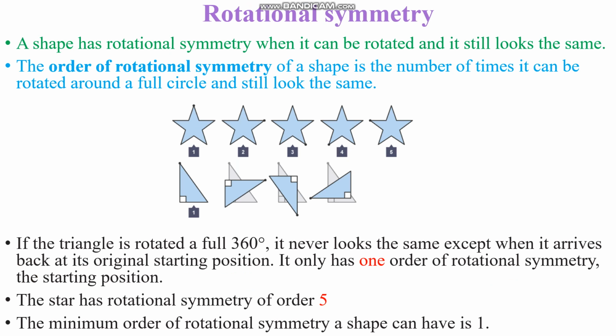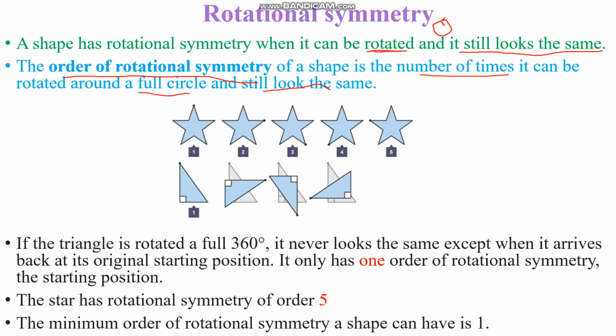A shape has rotational symmetry when it can be rotated and it looks the same. When we say rotated, we are rotating through 360 degrees, like a complete revolution. So we rotate 360 degrees, and if it still looks the same, then we say it has rotational symmetry. The order of rotational symmetry of a shape is the number of times it can be rotated around a full circle, which is 360 degrees, and it still looks the same, right?